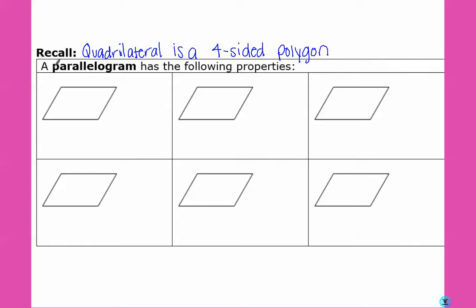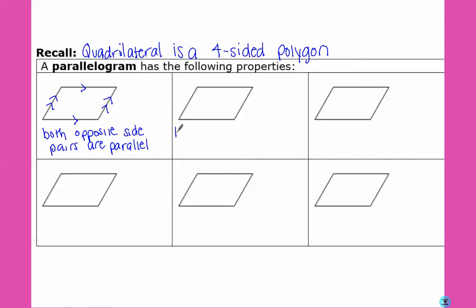And last class, we talked about parallelograms, which had the following properties. Both opposite side pairs are parallel. Hence why it's called a parallelogram. So this side is parallel to this side, and this side is parallel to this side.